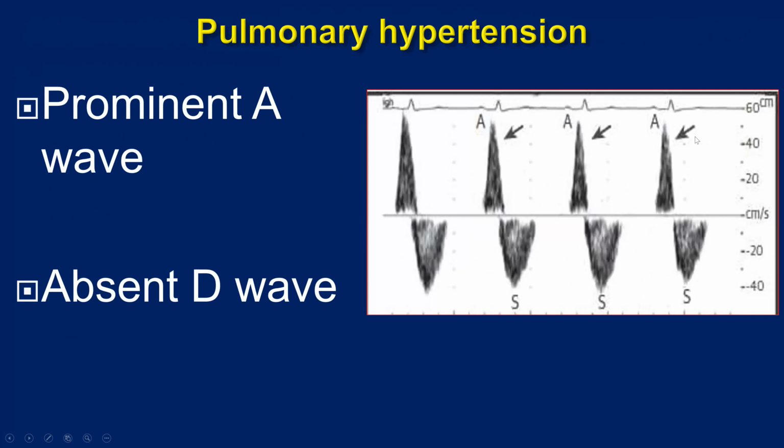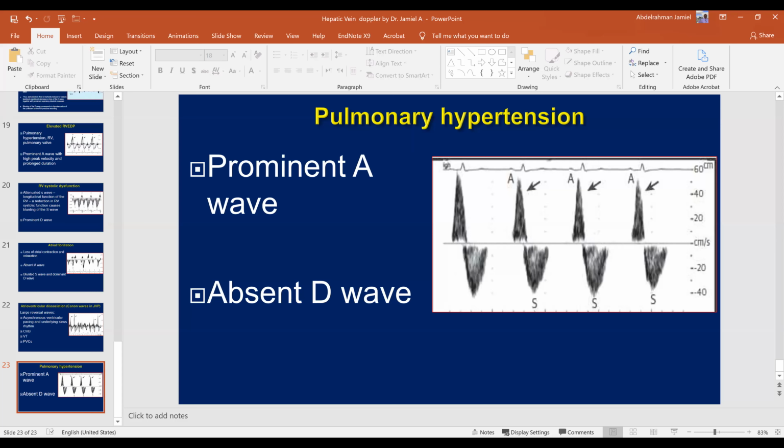In pulmonary hypertension, we have a very prominent A wave because we have RVH, right ventricular hypertrophy, and the right atrium contracts against high resistance, and we have a prominent A wave, absent D wave, and the S wave is normal. So this is all about hepatic vein Doppler. Thank you.